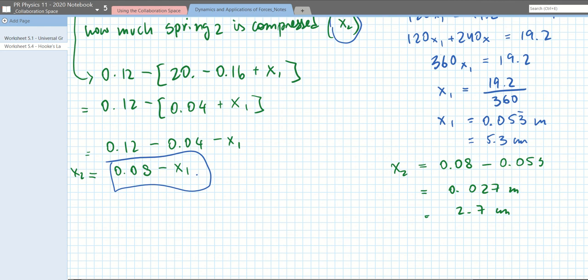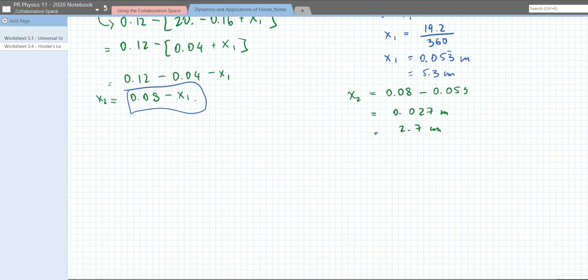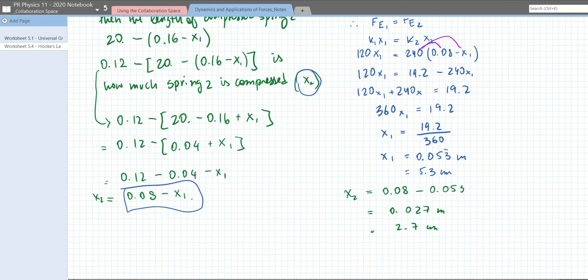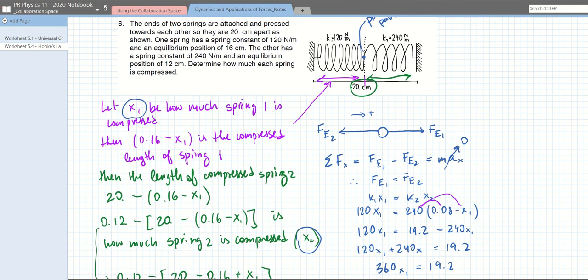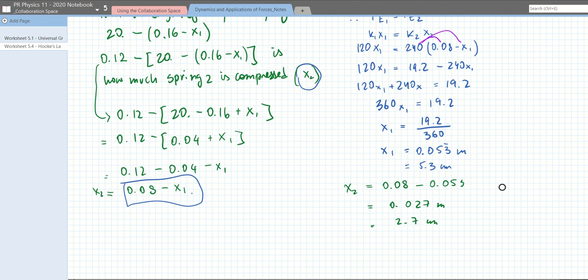So those are the two values for the springs when they compress. Again, x1 was compressed by 5.3 centimeters, x2 was compressed by 2.7 centimeters, which makes sense because if you look at the constants, spring 2 has a much higher spring constant, which means it's harder to compress. So we expect that it will compress less compared to the one that has lower spring constant. And that's what we got. Spring 2 compressed only by about half of what spring 1 compressed.